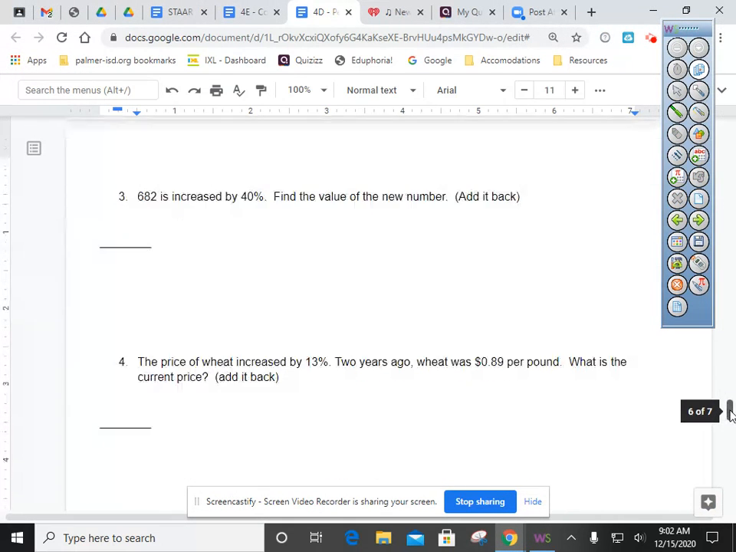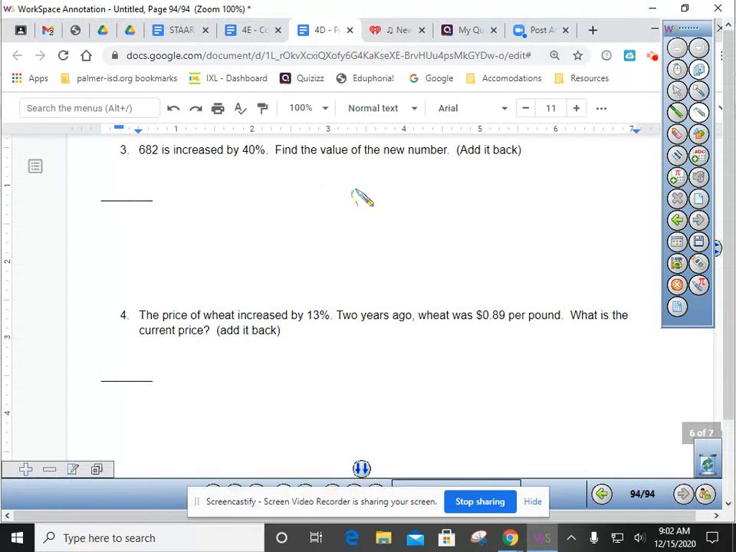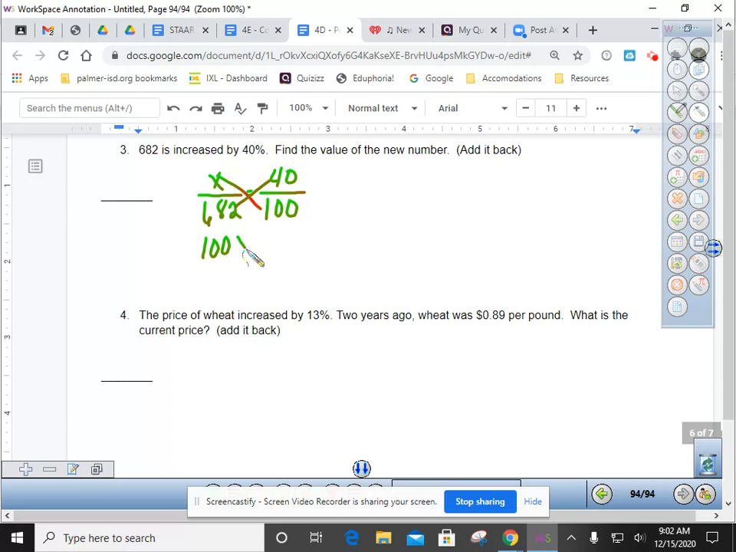Okay. Number 3, 682 is increased by 40%. Find the value of the new number. Add it back. So, write a proportion. Mine looks like this. Does everybody else's look like that? 100x equals whatever 682 times 40 is. 27280. Then we divide by 100.